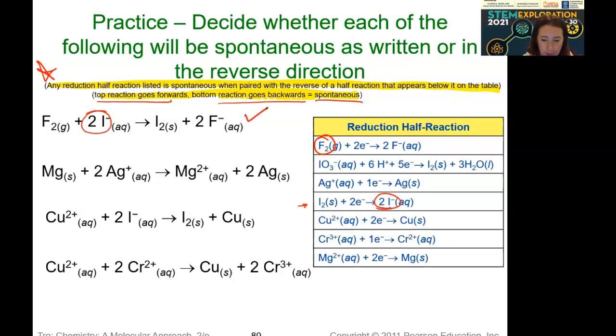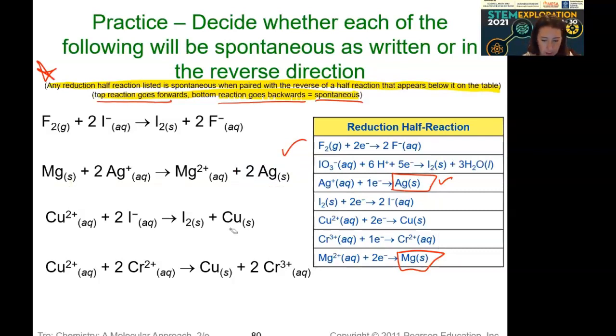Next one. Mg. That's backwards. Okay, Ag. You can either look at the ions, whichever one you want. The Ag is written forwards and this is written backwards. Spontaneous.